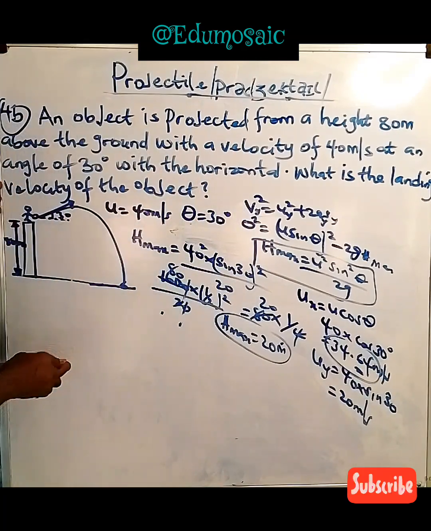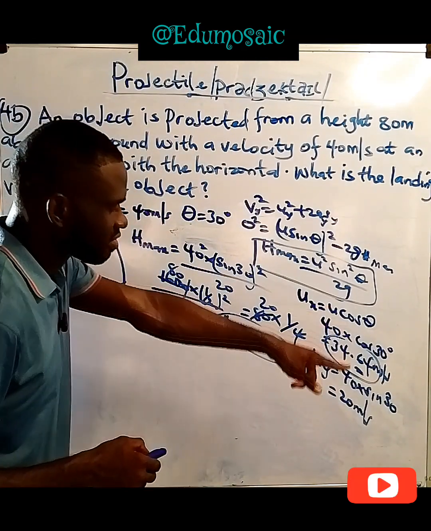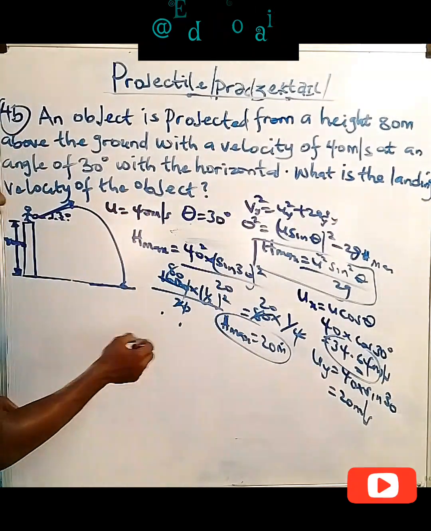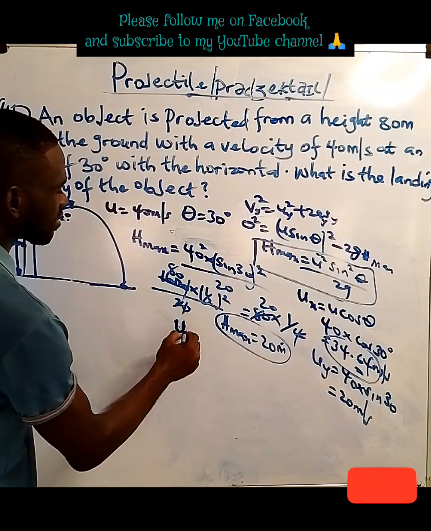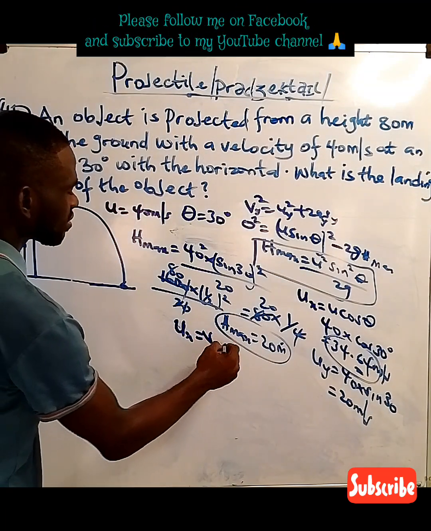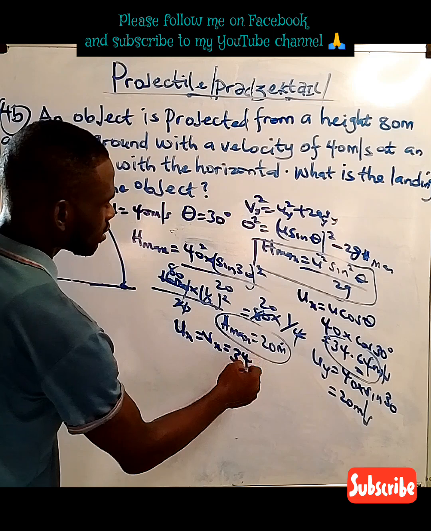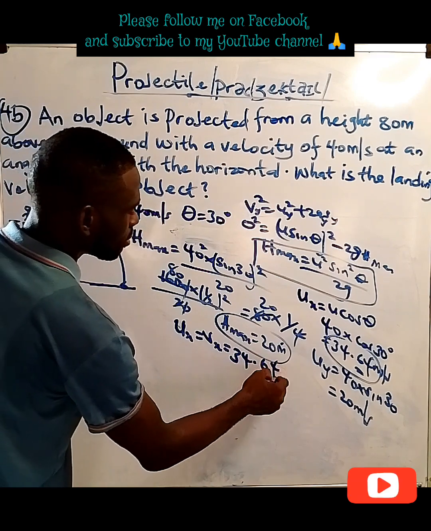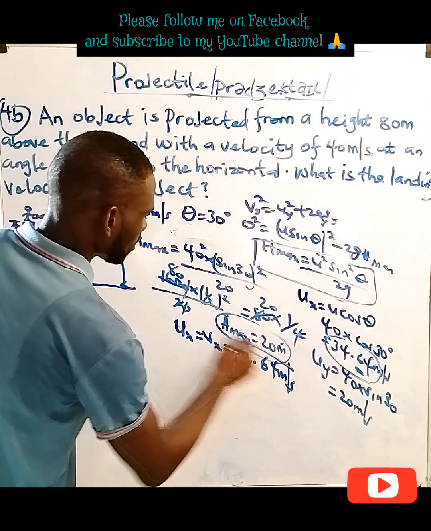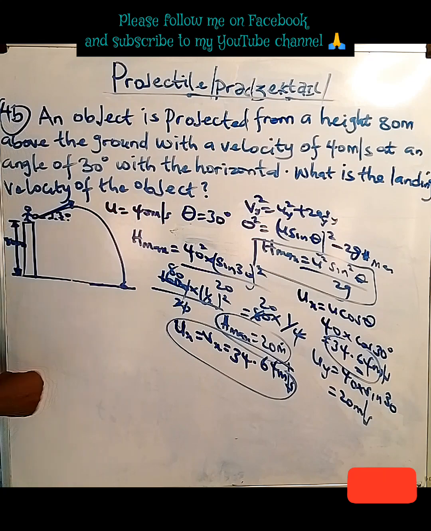20 meters per second. Don't forget the initial speed is the same thing as the final speed along the x-axis, because there's no acceleration along the x-axis. So the final speed along the x-axis is the same thing as the initial speed, 34.64 meters per second. That's what we have right here. It's as simple as that.